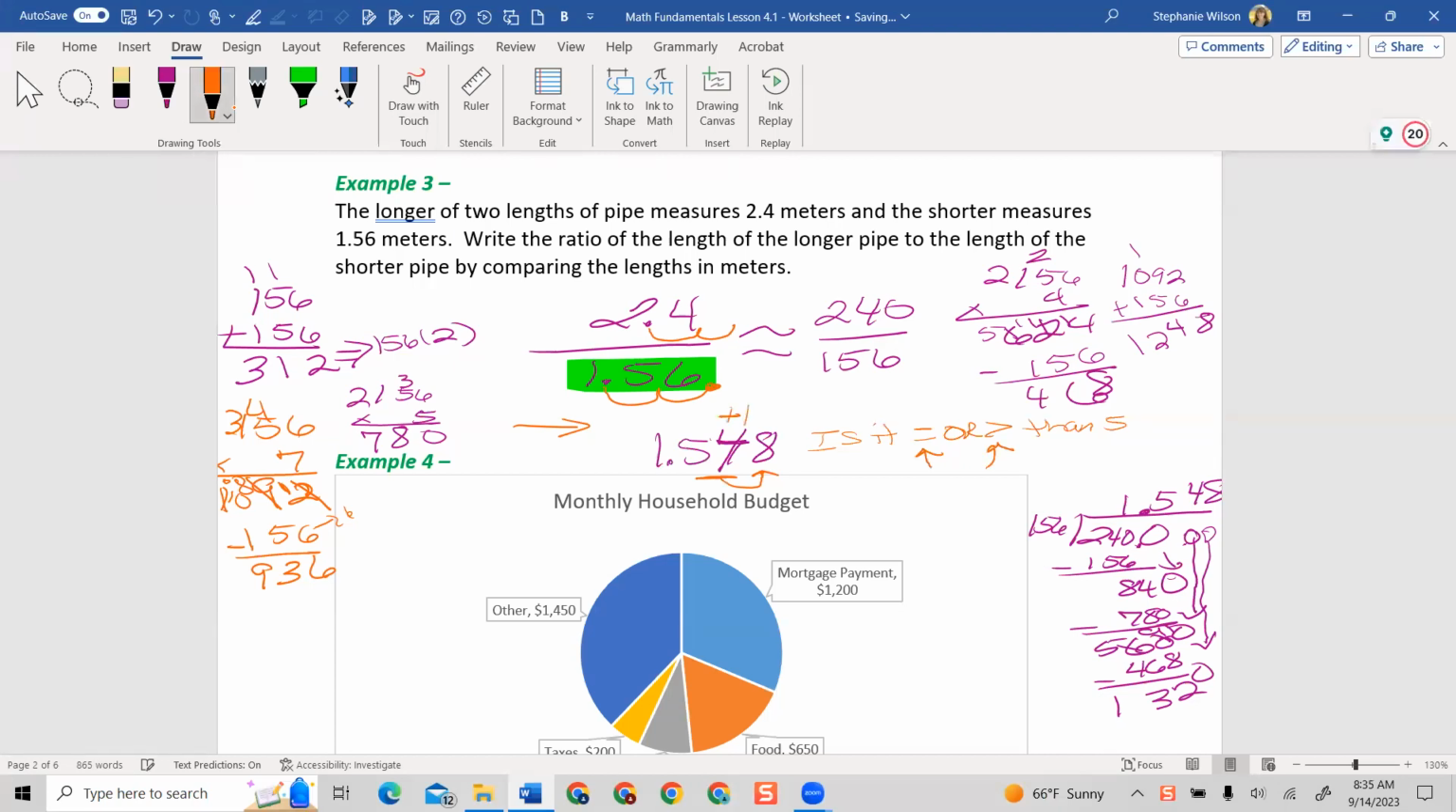I'm going to add 1 to the 4, drop the 8. So now I'm going to put it up here at the top. My answer is approximately 1.55. And I used the approximate sign because I had to round, right? It's not exact. All right.